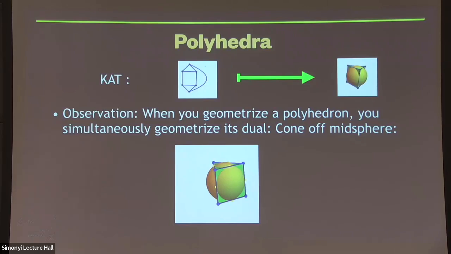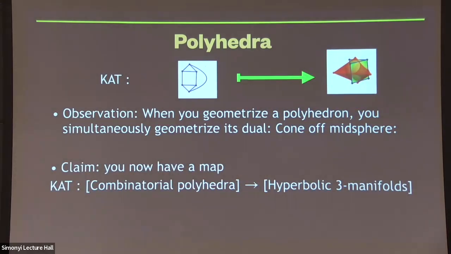And once you have this midsphere, you also have simultaneously geometrized the dual. Because if you take the cone off of the midsphere, that will give you the dual polyhedron with the same midsphere. So you had the triangular prism, and now you have the triangular bipyramid as the dual that sits on top of it. So far, so good. Please interrupt at any time, ask questions.